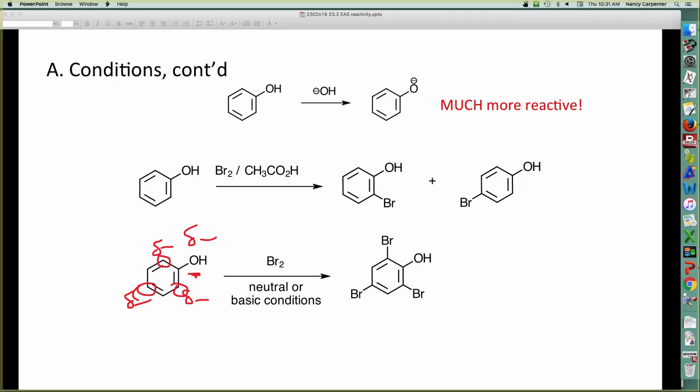So the previous example was one of how the regiochemistry changes. This example is one of how the reactivity changes. I cannot stop at the mono bromination stage. I, if you will, exhaustively brominate my phenol to get the tribromophenol. So the impact of pH is big.